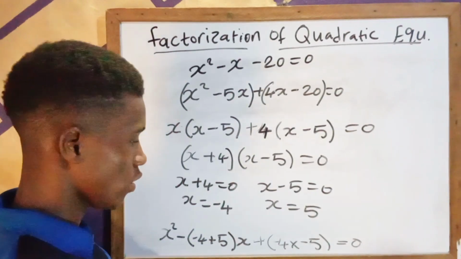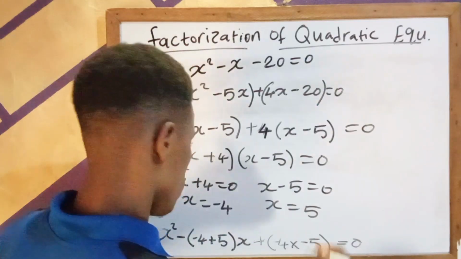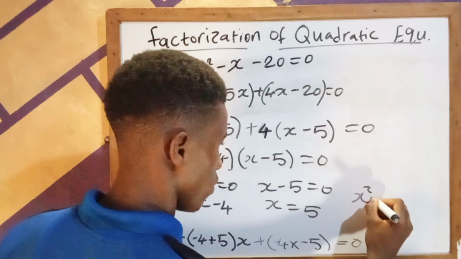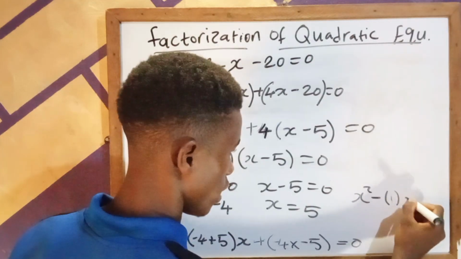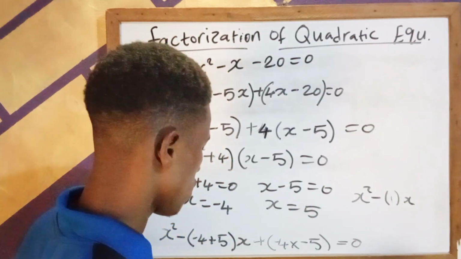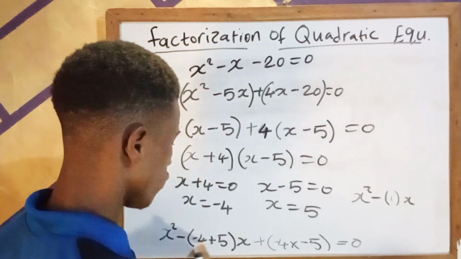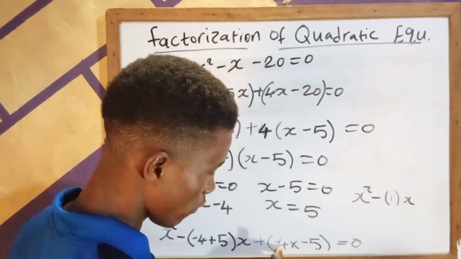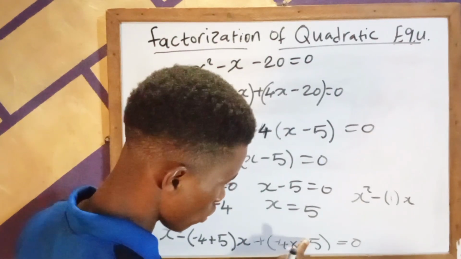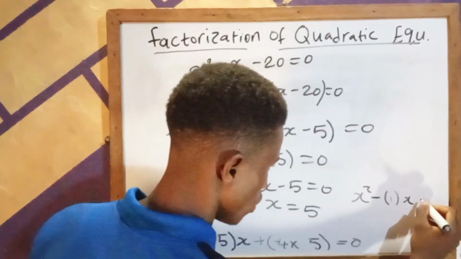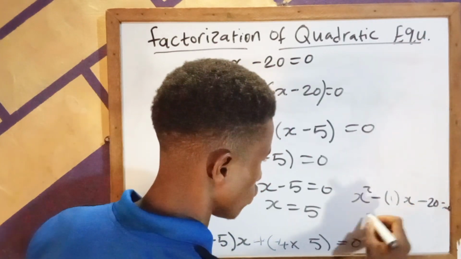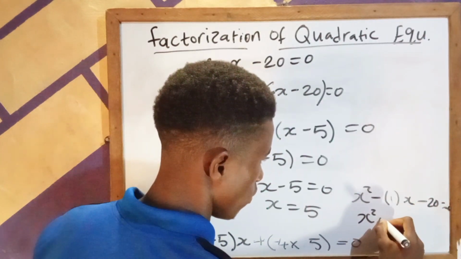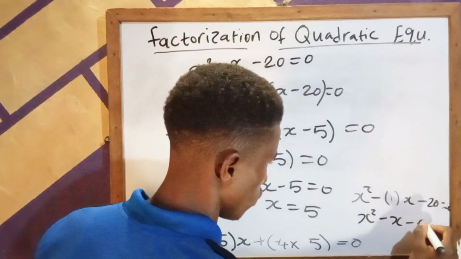Okay, let me just write it here. We have x squared minus, so this one will give us what? 1x, because minus 4 plus 5 is 1. So here we have minus 4 times 5, which is what? Minus 20, equal to 0. So when you open this one, you have x squared minus x minus 20.